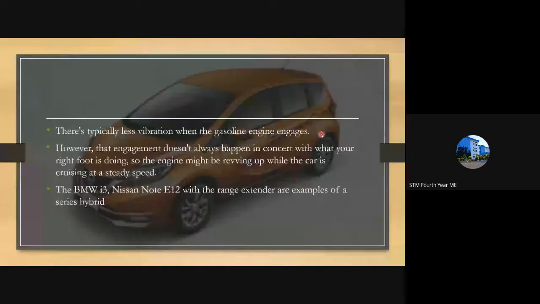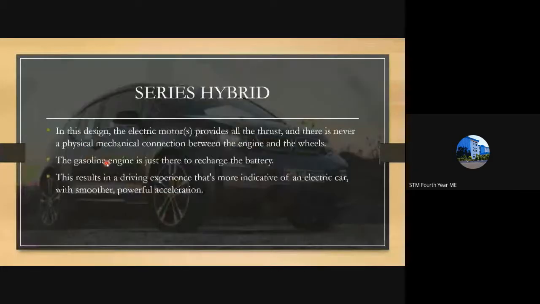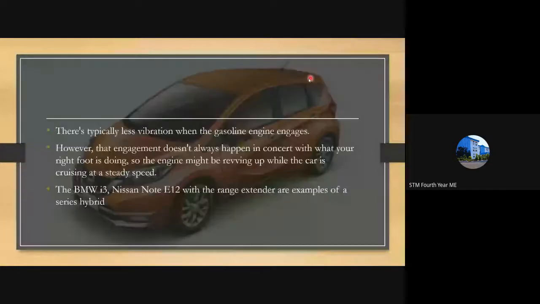So common examples are the BMW i3, which is shown here, and another is the Nissan Note E12. This is also a hybrid car. Mostly nowadays, hybrid cars are used, but only electrical systems are changed. We are not using any motors, but significant electrical components are used in engines to improve performance. But in hybrid cars, we are using a motor also to take over the drive itself. So common examples are BMW i3 and Nissan Note E12.